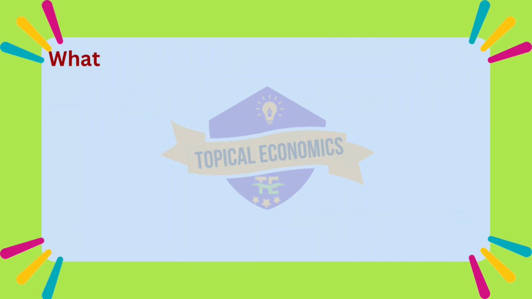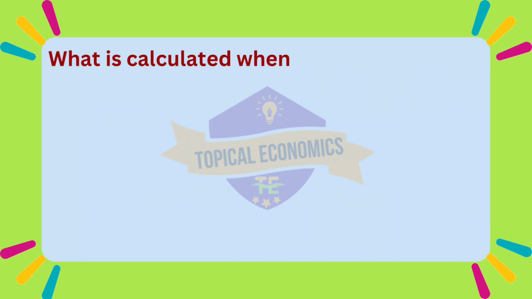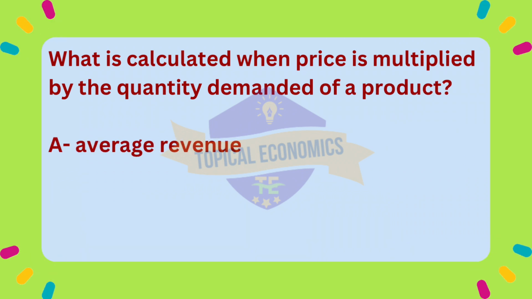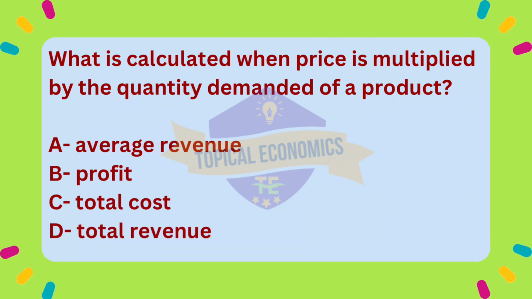Moving to question 16. What is calculated when price is multiplied by the quantity demanded of a product? A. Average revenue. B. Profit. C. Total cost. D. Total revenue. Reference, 2021 May-June version 2. The correct answer for this question is option D. Total revenue is calculated by multiplying the price of a product by the quantity demanded, or quantity sold. It represents the total income a firm earns from selling its product, before any costs are subtracted.